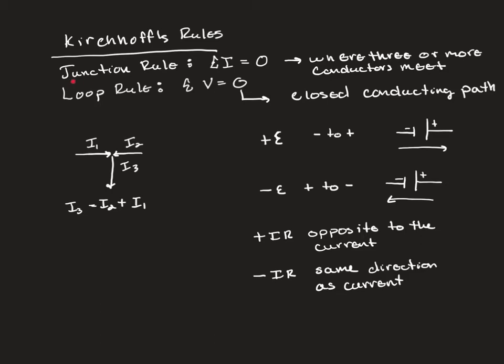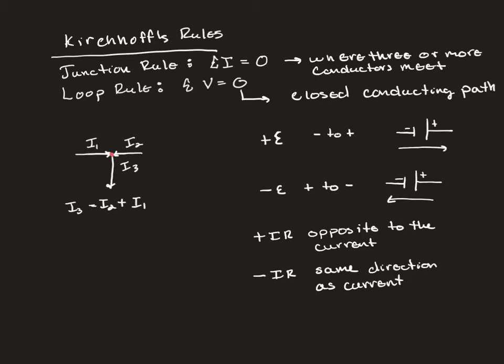So the first rule is the junction rule, and this says that at a junction the sum of the currents has to equal 0. And a junction is where 3 or more conductors meet. So if we have wire 1, wire 2, wire 3 coming together, there would be a junction point here.